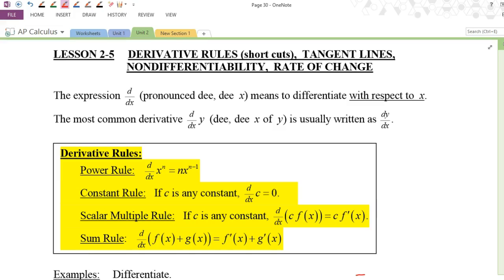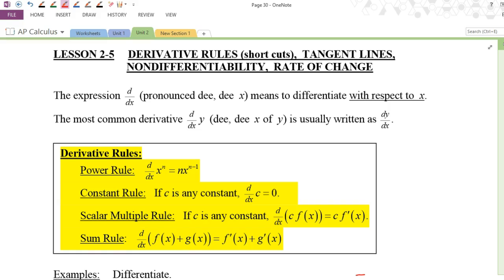So 2.5 is going to be doing derivatives with the shortcuts. Okay, and then we're going to talk about the tangent lines. We kind of already talked about the slope of the tangent lines, but now we're actually going to write the equations of the tangent lines, which is really not much harder. And talk about rate of change, which is a fancy way of saying slope.